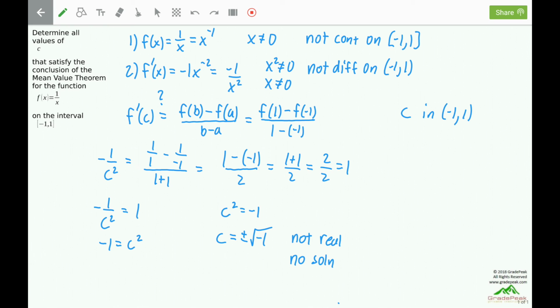And that's not a surprise because back up here, the mean value conclusion was questionable. It was not guaranteed because the conditions were not met. So no surprise that we actually did not find a value of c. And the result of this is the mean value theorem conclusion is not possible in this case because we didn't have the conditions met.